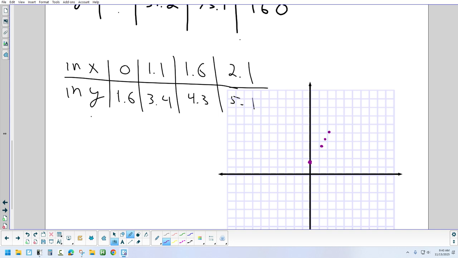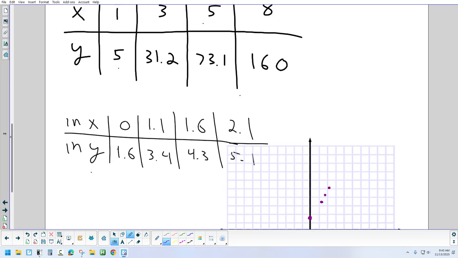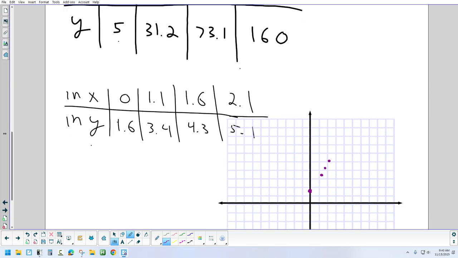Okay, so what do you think? Does it look like those dots are in a straight line? Yeah. Okay, because they look like they're in a straight line, that shows you that a power model is a good tool to use. All right. Now we're done with this table. We can throw it away. We don't need it anymore.